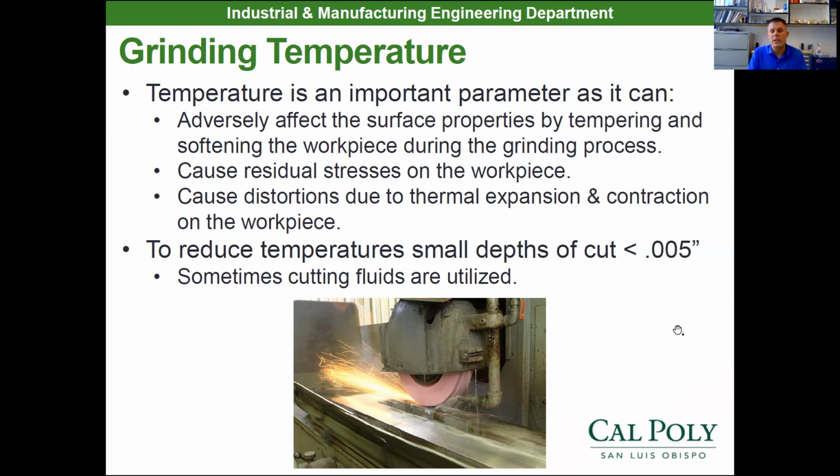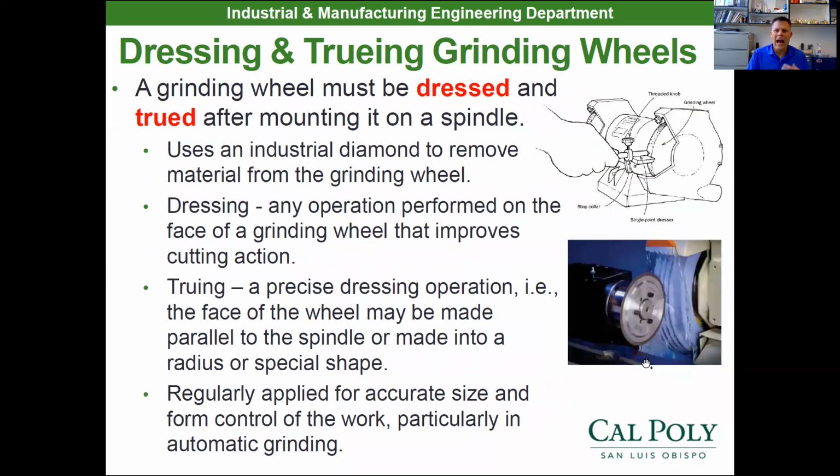So you use a real small depth of cut, usually less than about 5 thou, and you usually use some sort of cutting fluid to control that grinding temperature. So you're grinding with a cutting fluid and a small depth of cut. Now that wheel has to have a real good form to it because the wheel is actually imparting the surface finish on the part. So when you have a grinding wheel, you actually dress and true the grinding wheels after mounting it on the spindle.